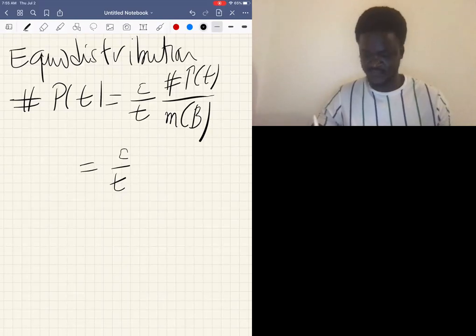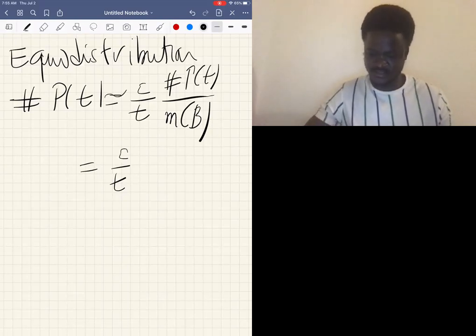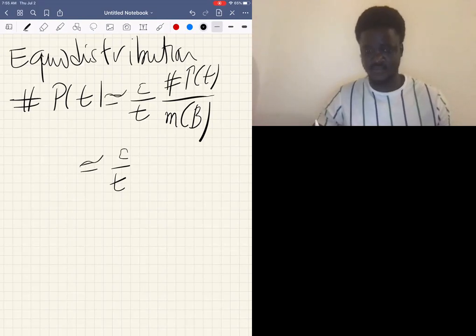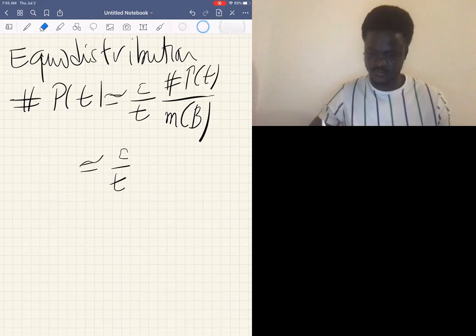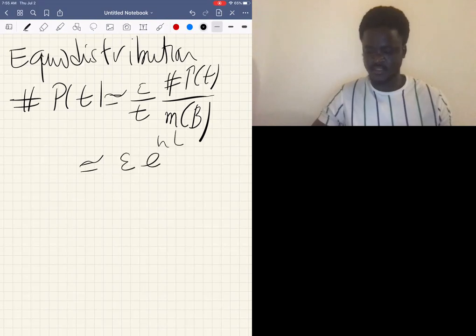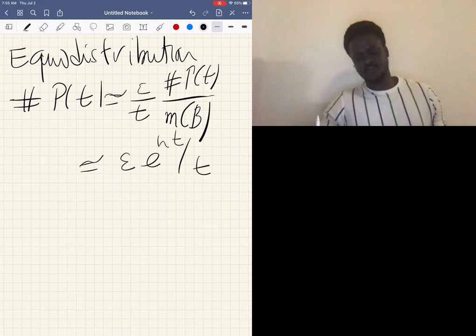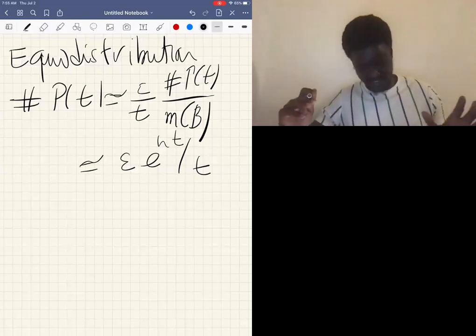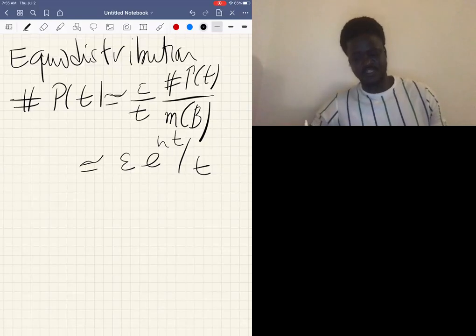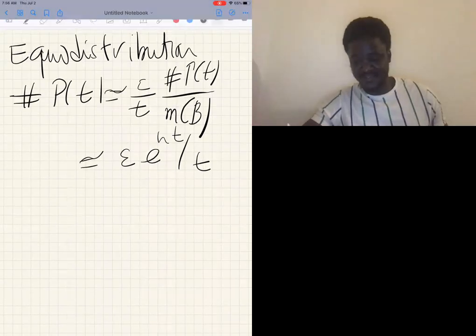So this is an approximation, and this will be epsilon e^{hT} over T. And from here to the final result, we just do an integration, because here we are looking at closed geodesics that are going through B, and then we do an integration to get that. Now the number of those in my full manifold is e^{hT} over hT. So this is basically the main ingredients in the proof here.